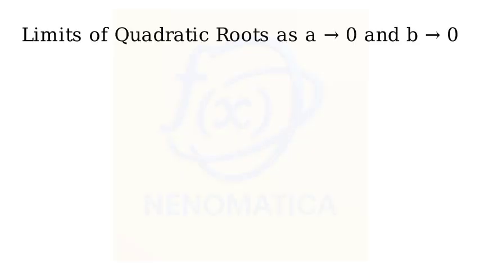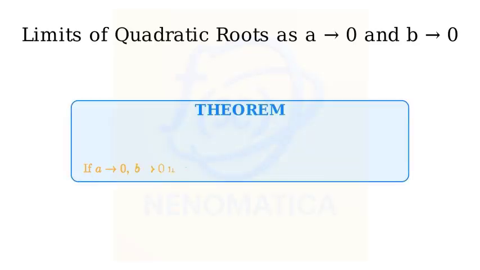In this example, we study how the roots of a quadratic behave when the coefficients of x squared and x go to 0. Let us write the theorem clearly. The statement says, if both the coefficient of x squared and the coefficient of x approach 0, then the magnitudes of both roots blow up to infinity. We will prove this in 2 stages.